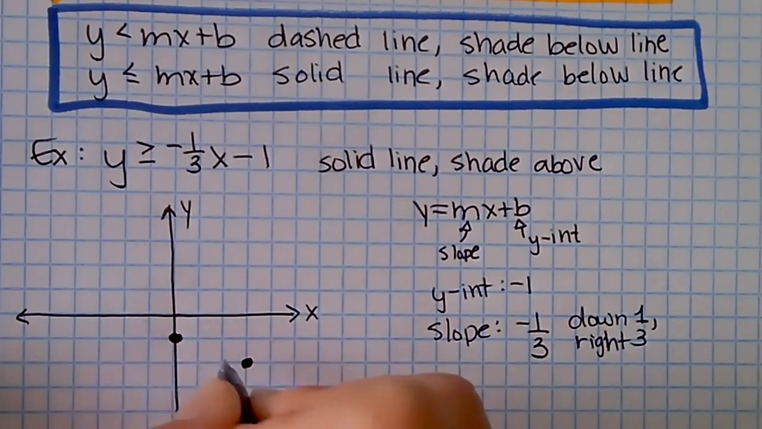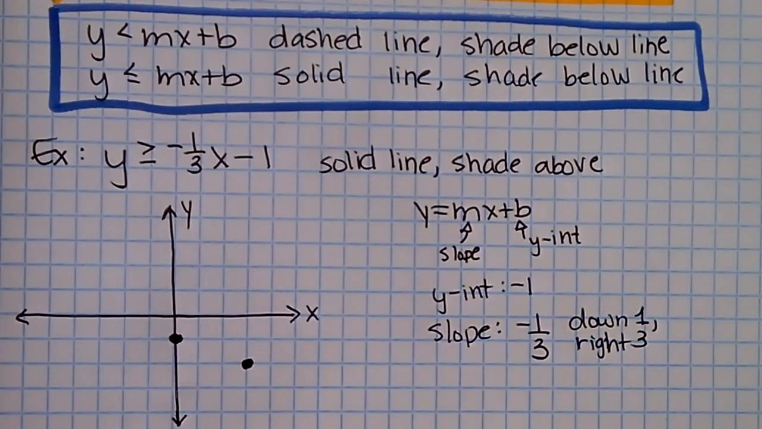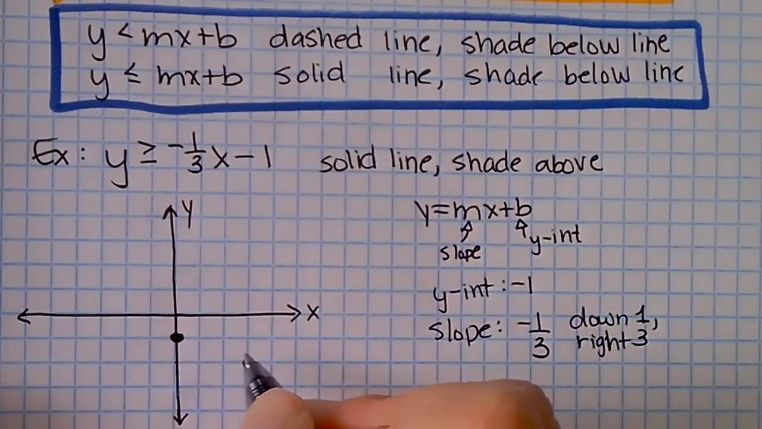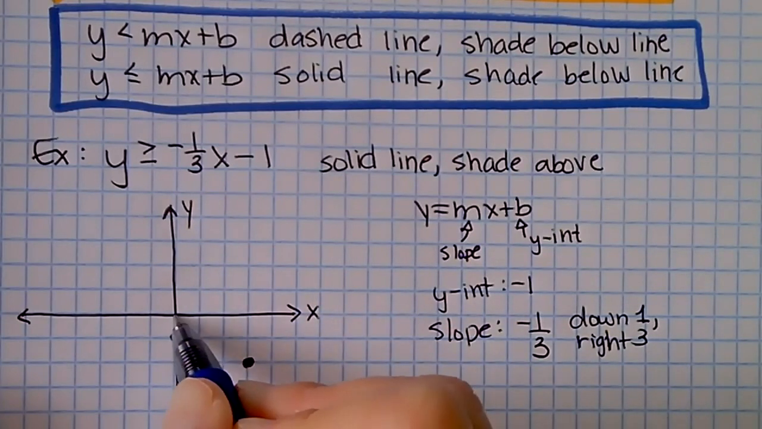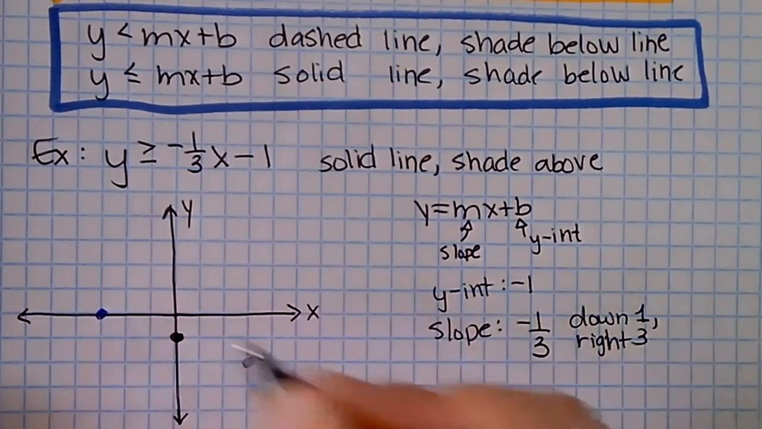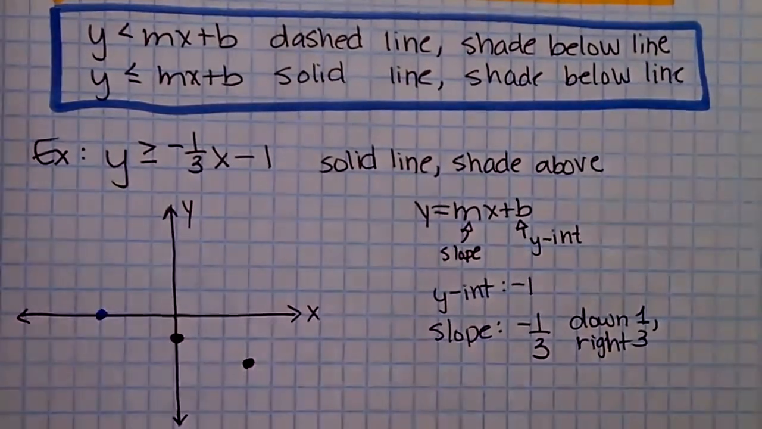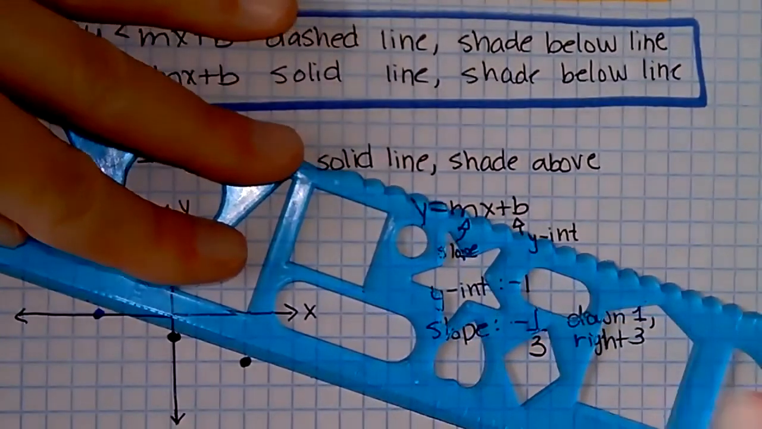And if you want to do more points, you can do more points. Okay, I can continue doing it going backwards if I want. Now I'm going to connect these. Okay, let me just do maybe one more. So if I go down 1, right 3, going backwards, I go up 1, left 3 if I'm going backwards. And I'm going to draw my dashed line. Let me get my ruler. Actually, this is going to be a solid line.